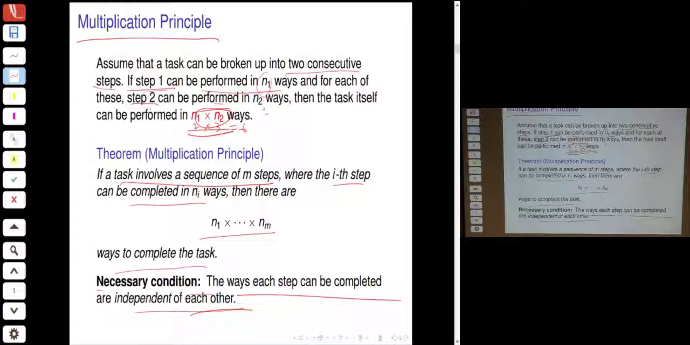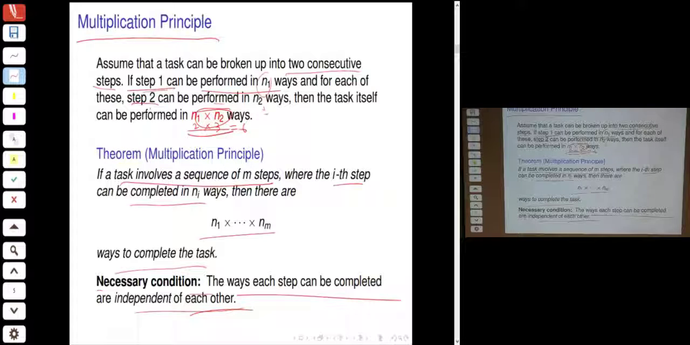And what I would like to emphasize here is that, in something like the multiplication principle, you shouldn't worry too much about the formula as such, okay? You should really focus on the way of reasoning, how you arrive at n1 times n2 times up to nm. Because that's the key, the line of reasoning or the way of arguing is the key.